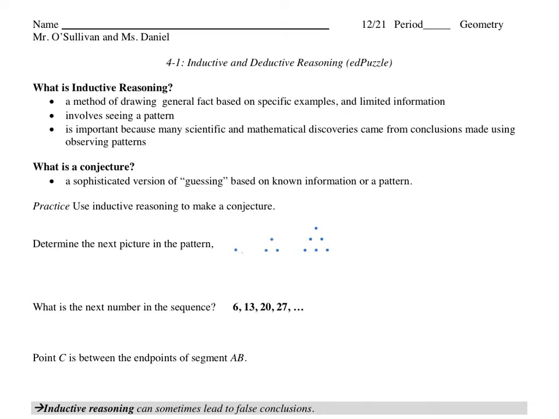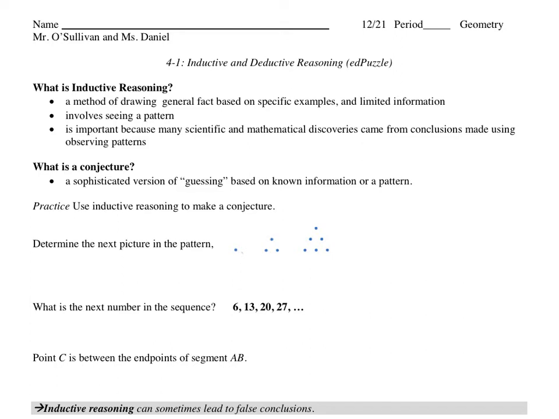It's important because many scientific and mathematical discoveries came from conclusions made by observing patterns. When these patterns were being observed, they weren't 100% sure they were going to work every single time. They just assumed it would, and eventually it did. A conjecture, which you might have heard in living environment last year, is a sophisticated version of guessing based on known information or a pattern.